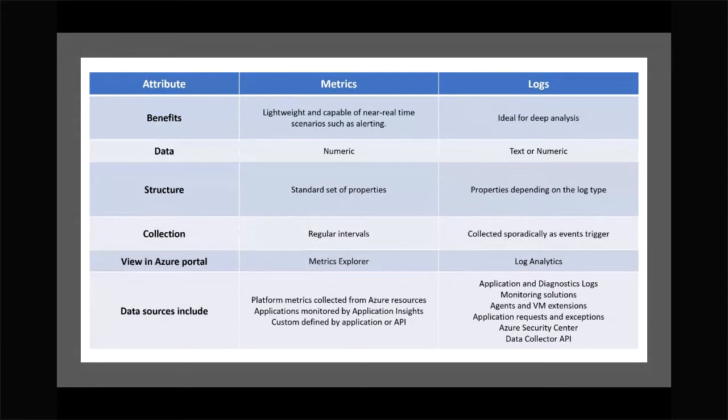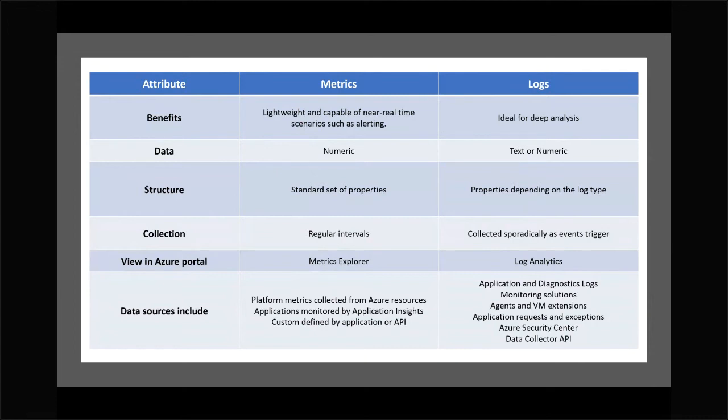Collection of metrics are at regular intervals. Like I said, they happen to come every minute or 5 minutes, depending on how you set it up. Logs are collected sporadically as those events trigger. So it could be you have no logs for a week, and then you get dumped 100 logs all at once if an event happens. So that's kind of a difference between the two as well. I showed you in the Azure portal where you get to both of these things. Number one, metrics is in Metrics Explorer, logs is in Log Analytics.